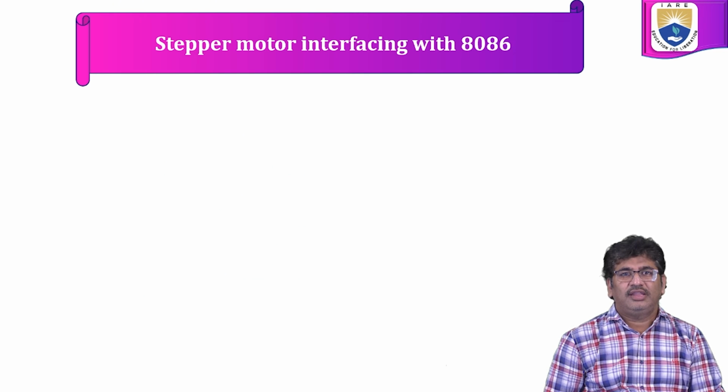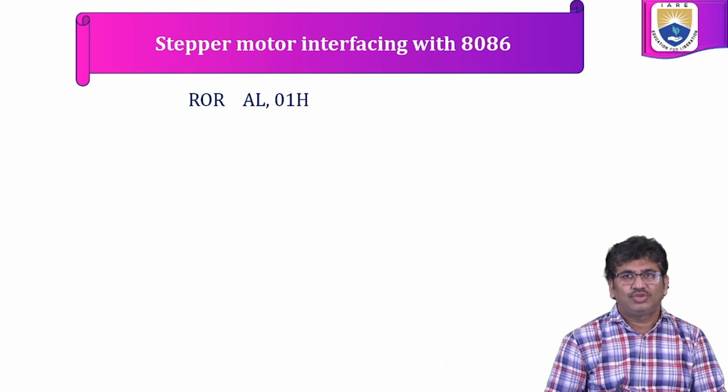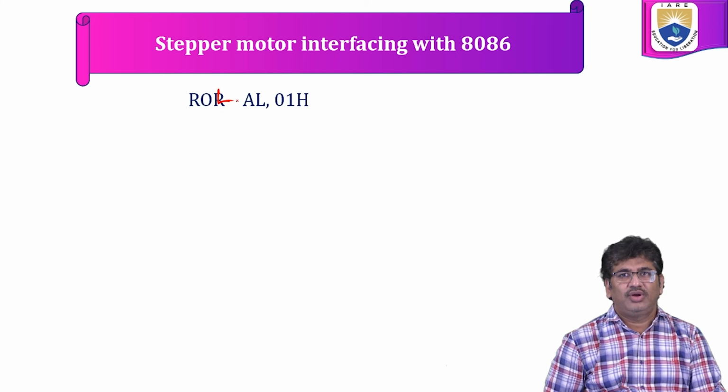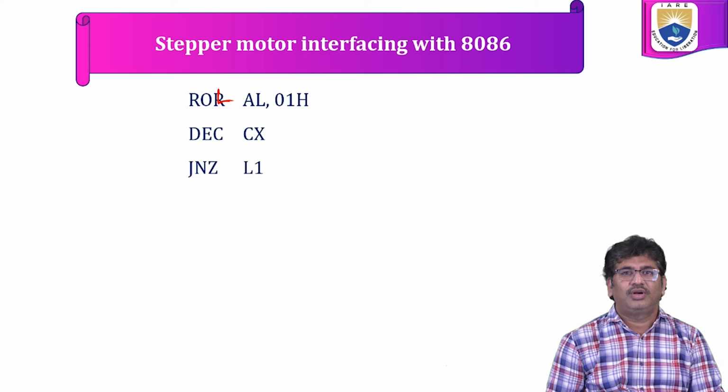Next, we have to get the second sequence by shifting the contents towards the left side. ROL AL, 01H. As one sequence is done, we have to decrement the count, that is decrement CH. Next, JNZ L1. So this loop will be iterated for 1000 times. After that, it will come outside. Then we can end the program by using the instruction INT 21H.